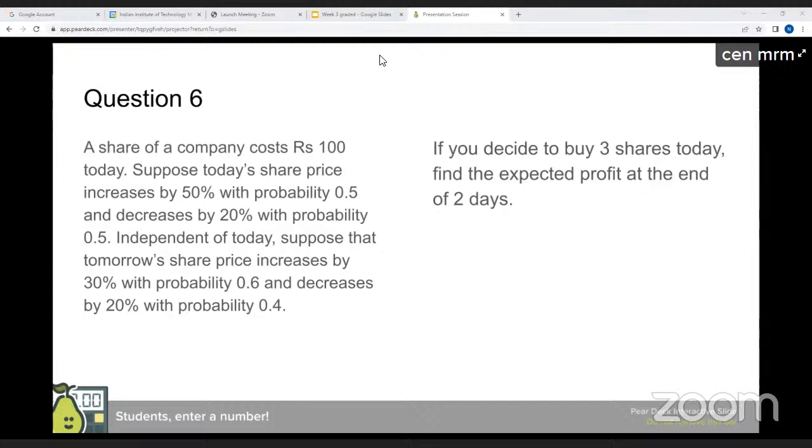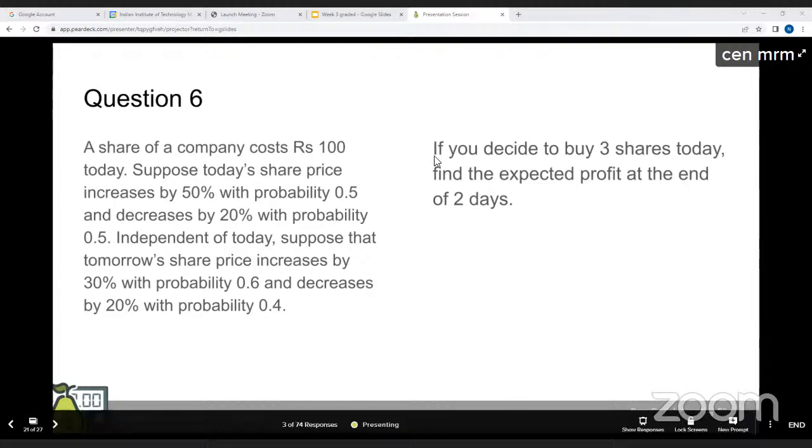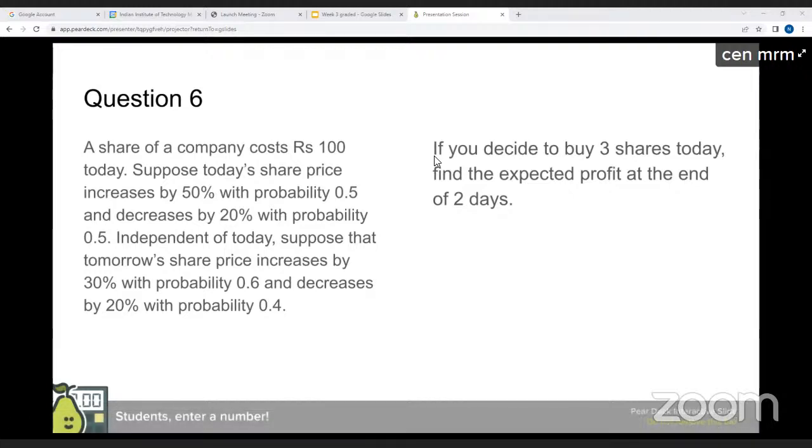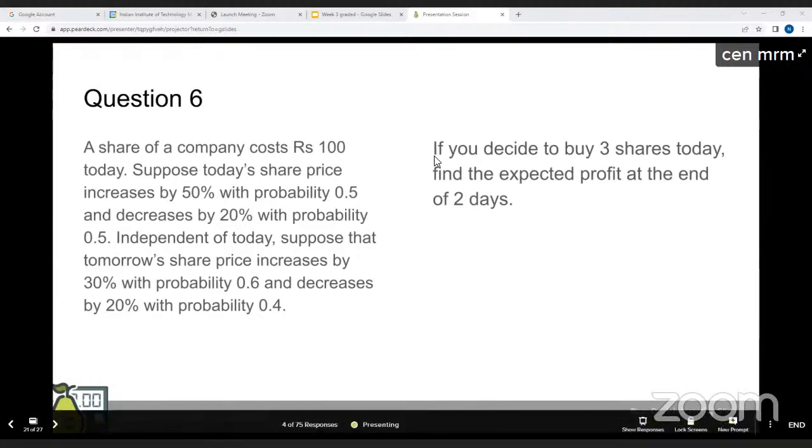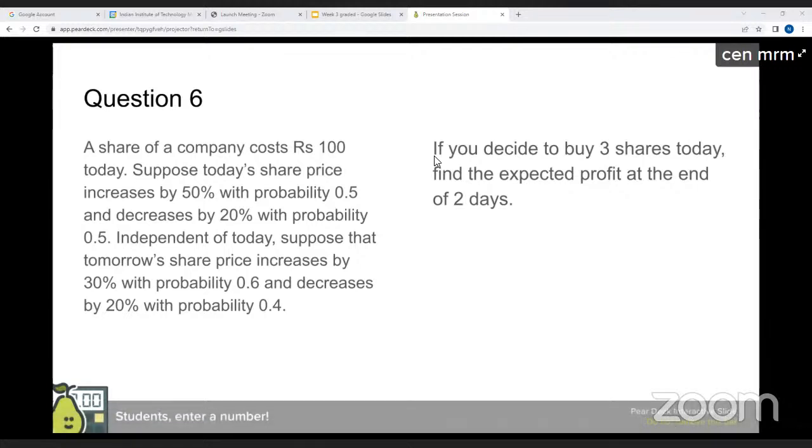Ma'am? Yes. Independent of today, suppose that tomorrow's share price increases by 30%, right? What base should I take? Should I take 100 or what base should I take here? No, so what it's saying is independent of today. Today it can either increase by 50% or decrease by 20%, right? If it increases by 50%, it will go to 150 at the end of the day. So for tomorrow, the base 150 will be coming, and then on 150, either again it can decrease or increase on the second day, right? So you have to think like that.